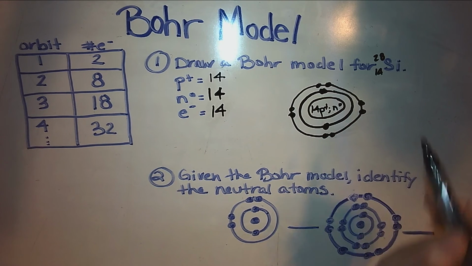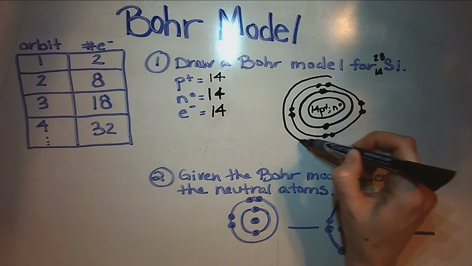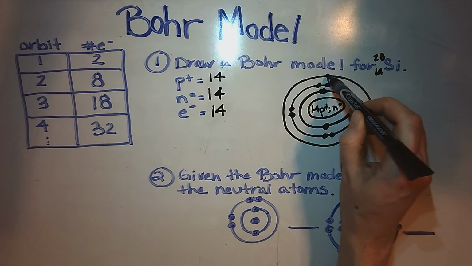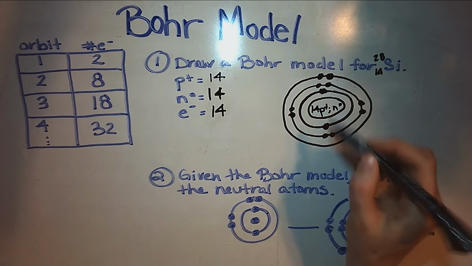Now I have a total of 10 electrons and I need 4 more. So I'm going to draw another orbit with 4 electrons in it to give me my number.